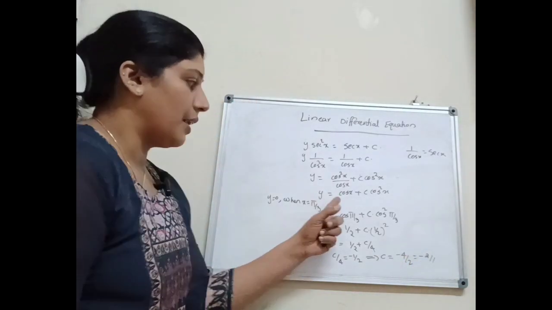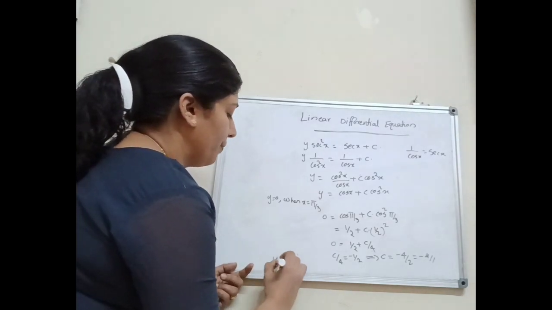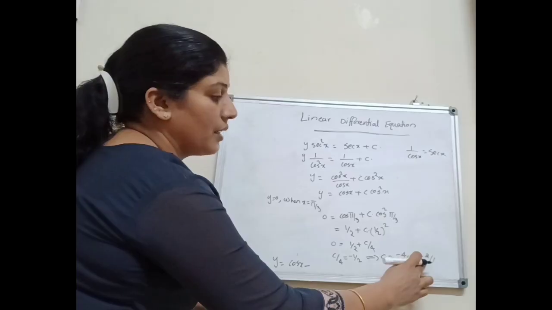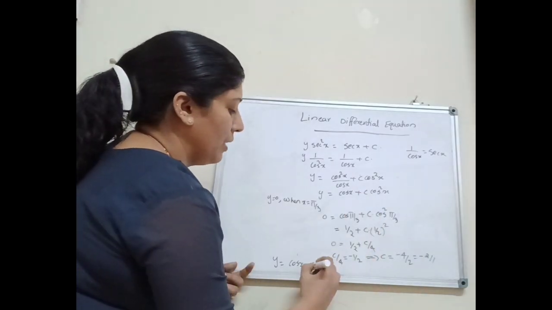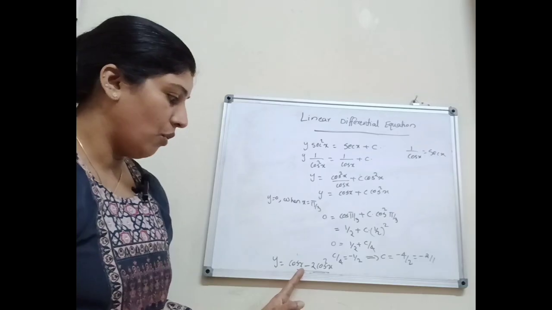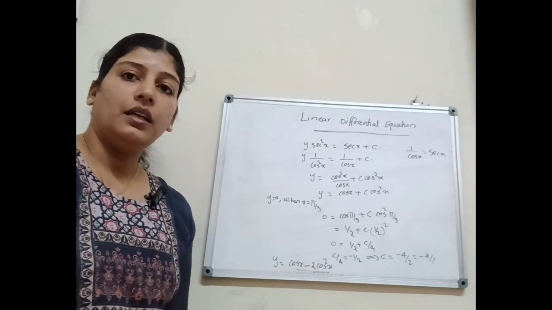Therefore, this general solution will be changed into what? y equals cos x minus 2 cos square x, here c is minus 2. That is y equals cos x minus 2 cos square x, the particular solution of the given linear differential equation.